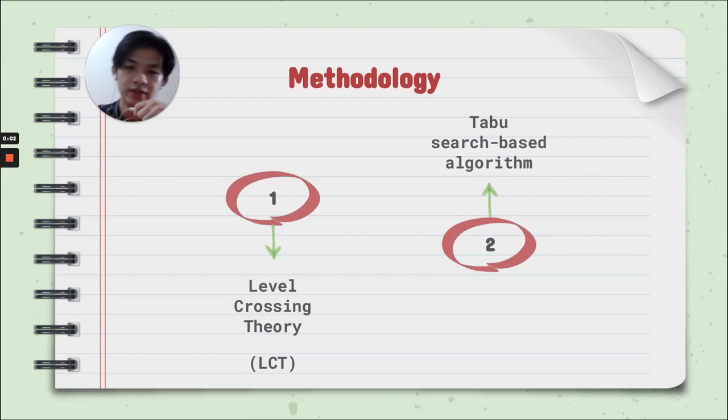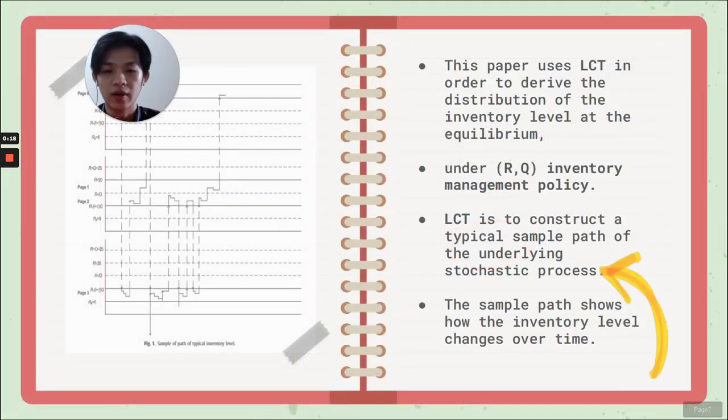Thank you, Eileen. So I'll continue to present about the methodology part. The article we are using has 2 methodologies, which are level crossing theory and tabu search based algorithm. So as you can see, this is the LCT.